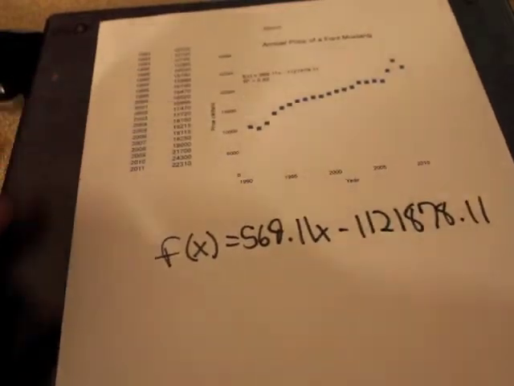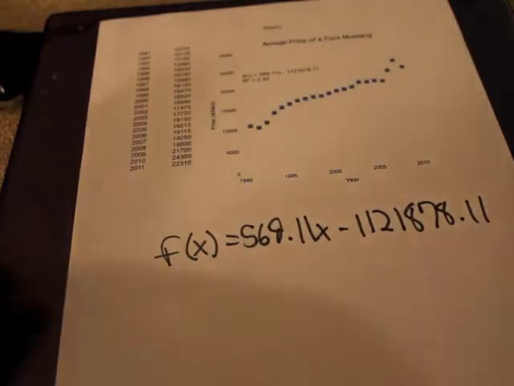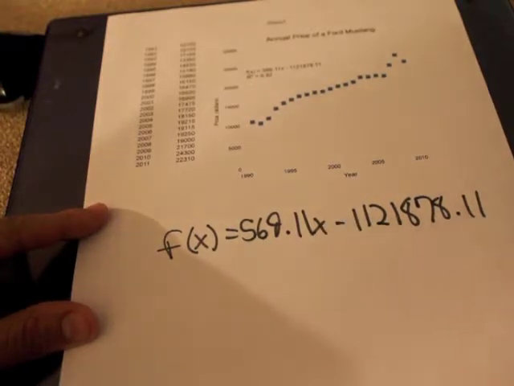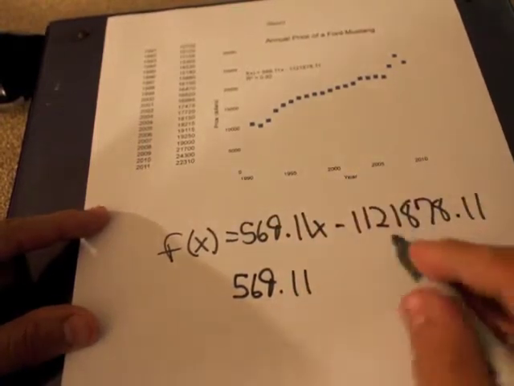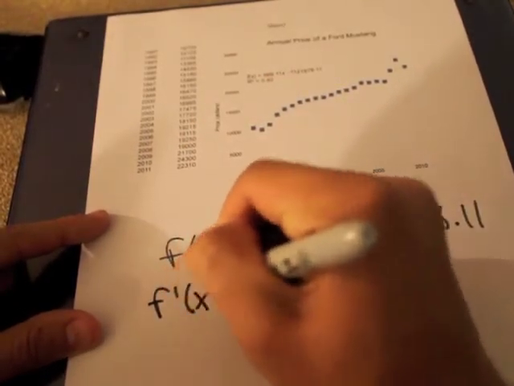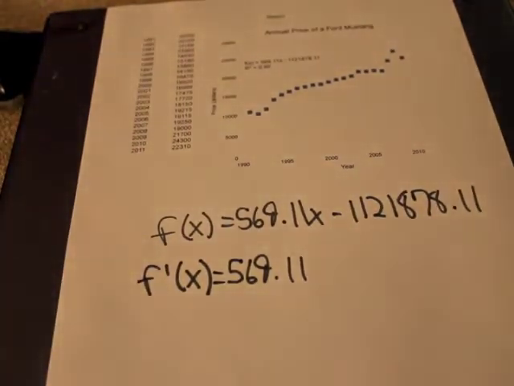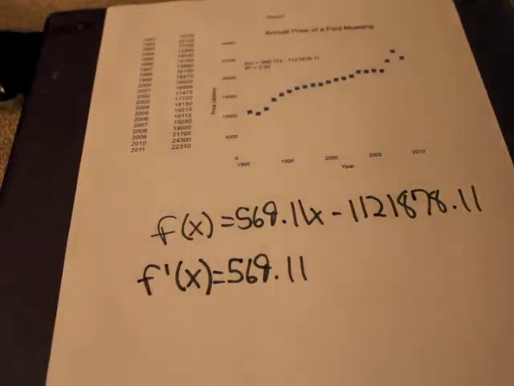Alright, so to find the slope, all we have to do is simply derive this equation. Since this equation is in a form like this, we can simply use the power rule to do this. Using the power rule, 569.11x derived would simply equal 569.11. And for the number without the variable, that would simply become 0. So the derivative or slope of this function would be 569.11. That's how you find the derivative of this equation. And with that, you can see the slope of this overall graph, and that would be the slope at any time.